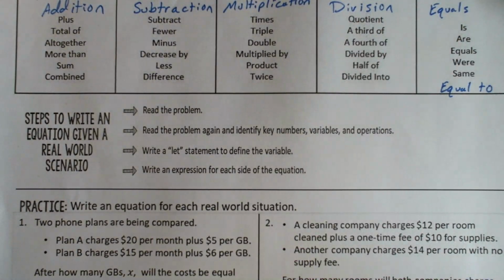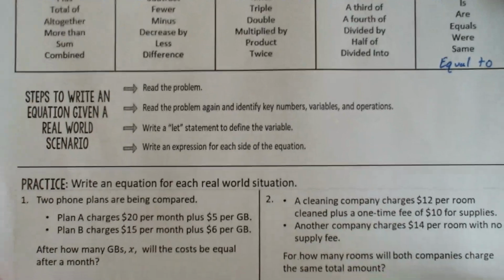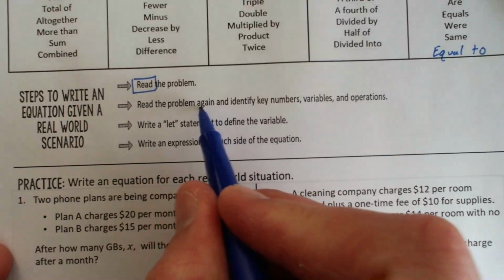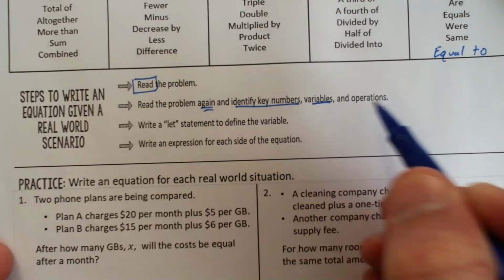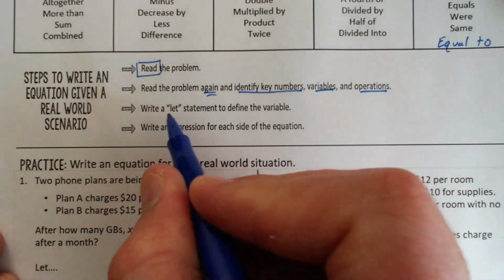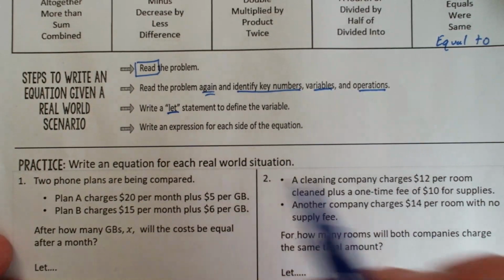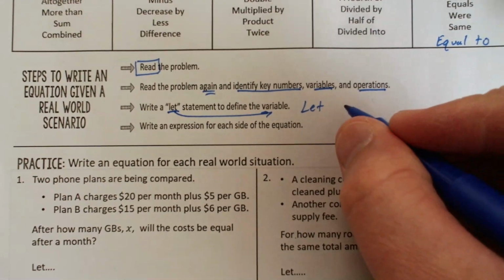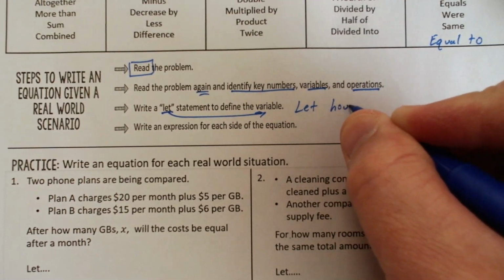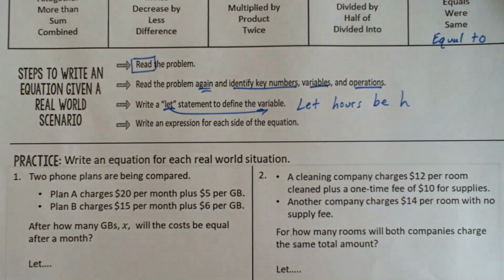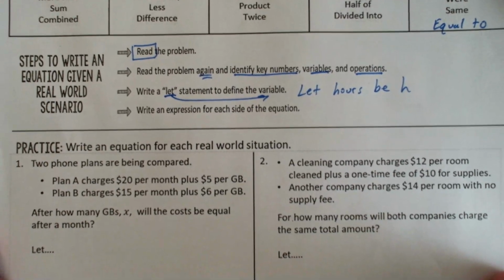So the steps when you're given a problem with a real world scenario, you always want to read the problem, and then read the problem again to identify the key numbers, variables, and operations. Write the let statement to define the variable. Like, let hours be h. Okay, and then write an expression for each side of the equation.